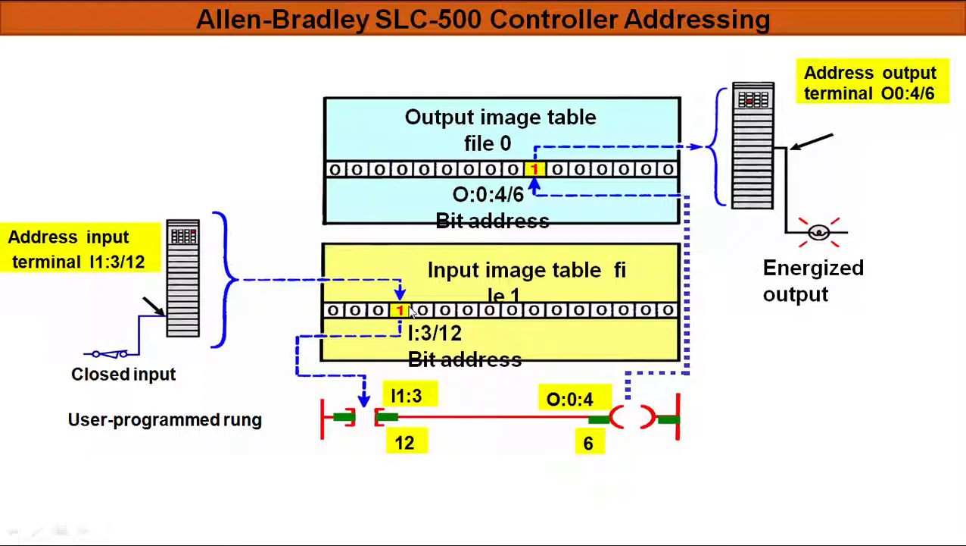And the output image table gives you 046, 4 by 6 out of this bit address, 6 is the number of them, and 12 is this. Out of them are four output tables. Address output terminal is energized output. This is how they will convey their message. This is for Allen Bradley SLC 500.